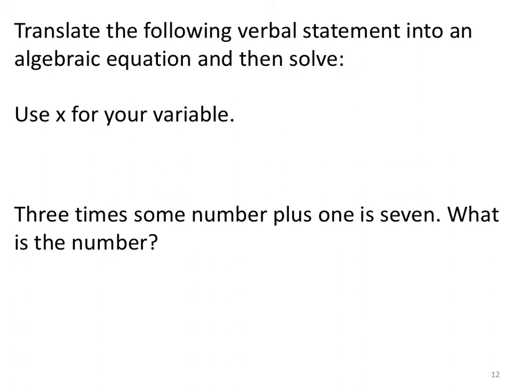All right, translate the following verbal statement into an algebraic equation and then solve. We'll use x. That's good. I like x. 3 times some number plus 1 is 7. What is the number? It did say to translate this, and I believe you got to do that on the homework where you got to actually write the equation into a box. Now let's go ahead and do this, though. Let's start with 3 times some number. Well, what does that mean? It means we're going to take 3 and multiply it by a number we don't know. So I've got to use the unknown in this case, which is x.